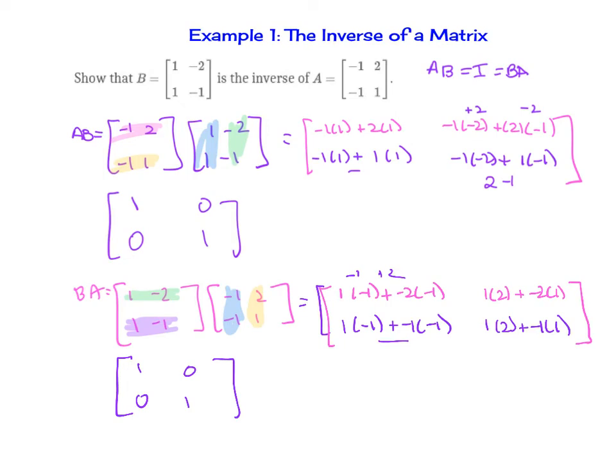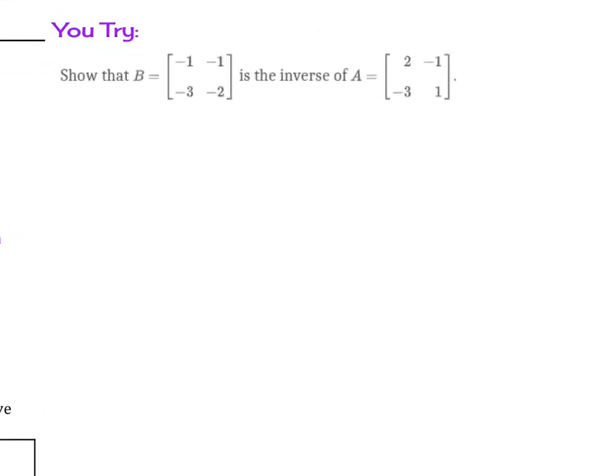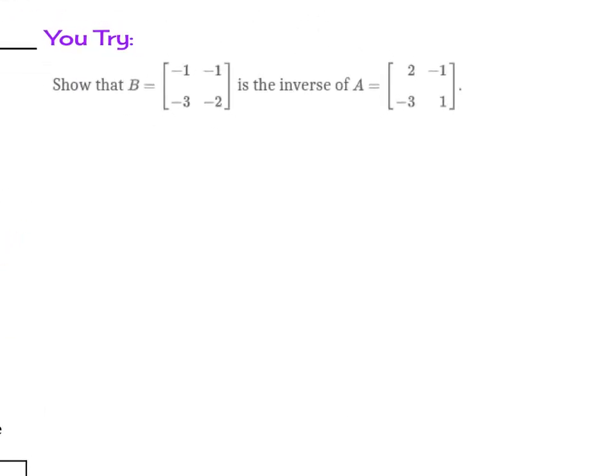So therefore we know they are inverses, since A times B equals the identity, and B times A is also the identity. That's how you show that they are inverses of each other. Just good practice in doing that. So try letter B. Show that B is the inverse of A.